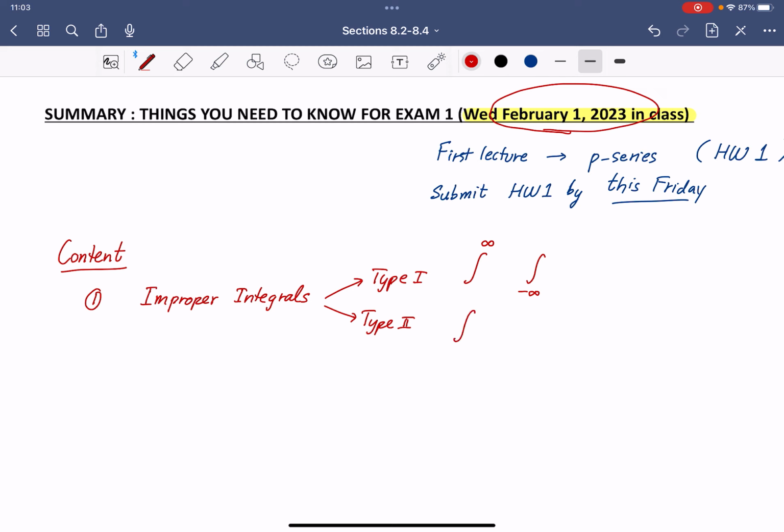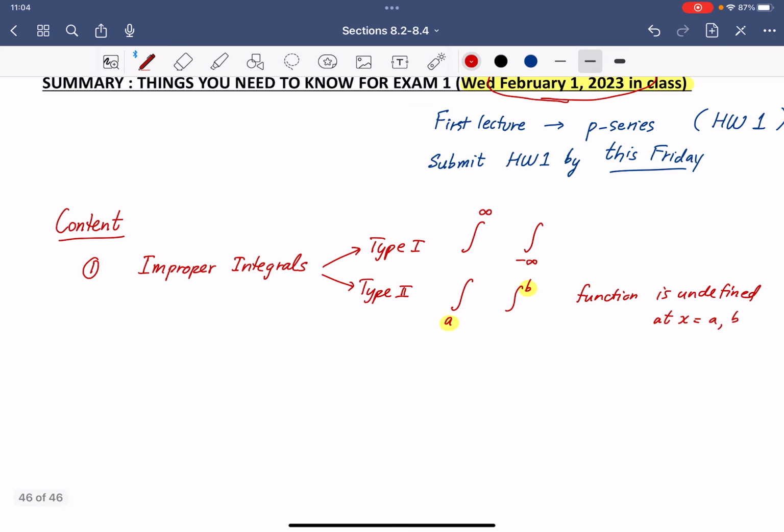Type 2 is when you have the problem at a or b, because the function is undefined at a or b. So if the function is undefined at a or b, it's called an improper integral of type 2. You can take the limit toward the point where you have the problem, then compute the integral and answer whether it is convergent or divergent. That is the improper integral topic.